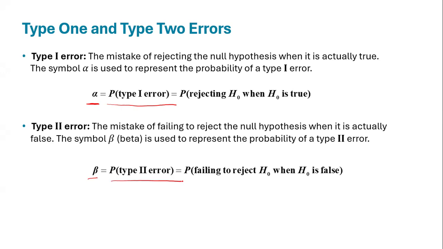So remember, type 1 error is rejecting the null when the null is true. Type 2 error means failing to reject the null when the null is false. Because when the null is true, it must be supported, but we're rejecting. That's an error. If the null is false, it must be rejected, but we fail to reject. We cannot reject it based on our calculation. Again, we're making an error. So we have two types of error, type 1 and type 2.